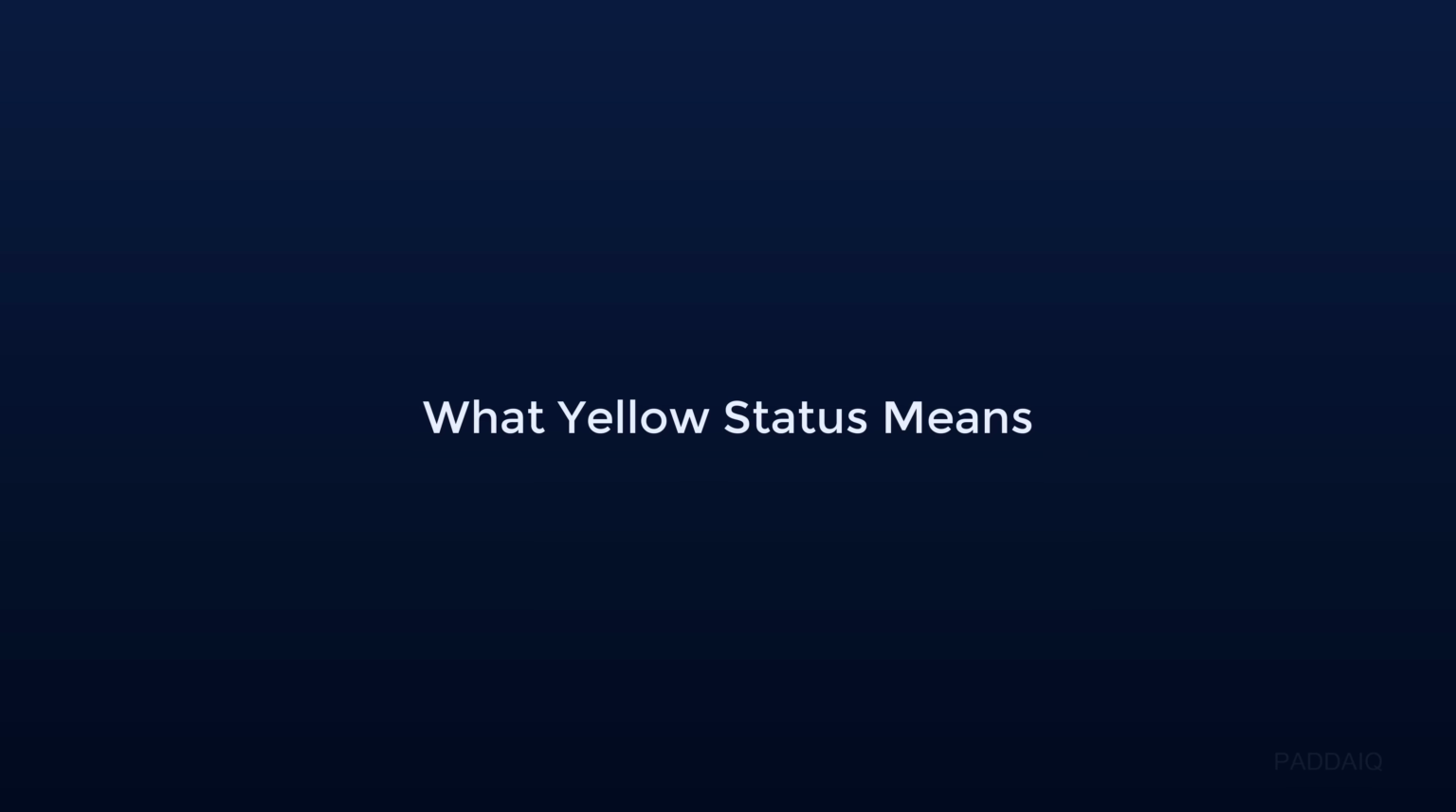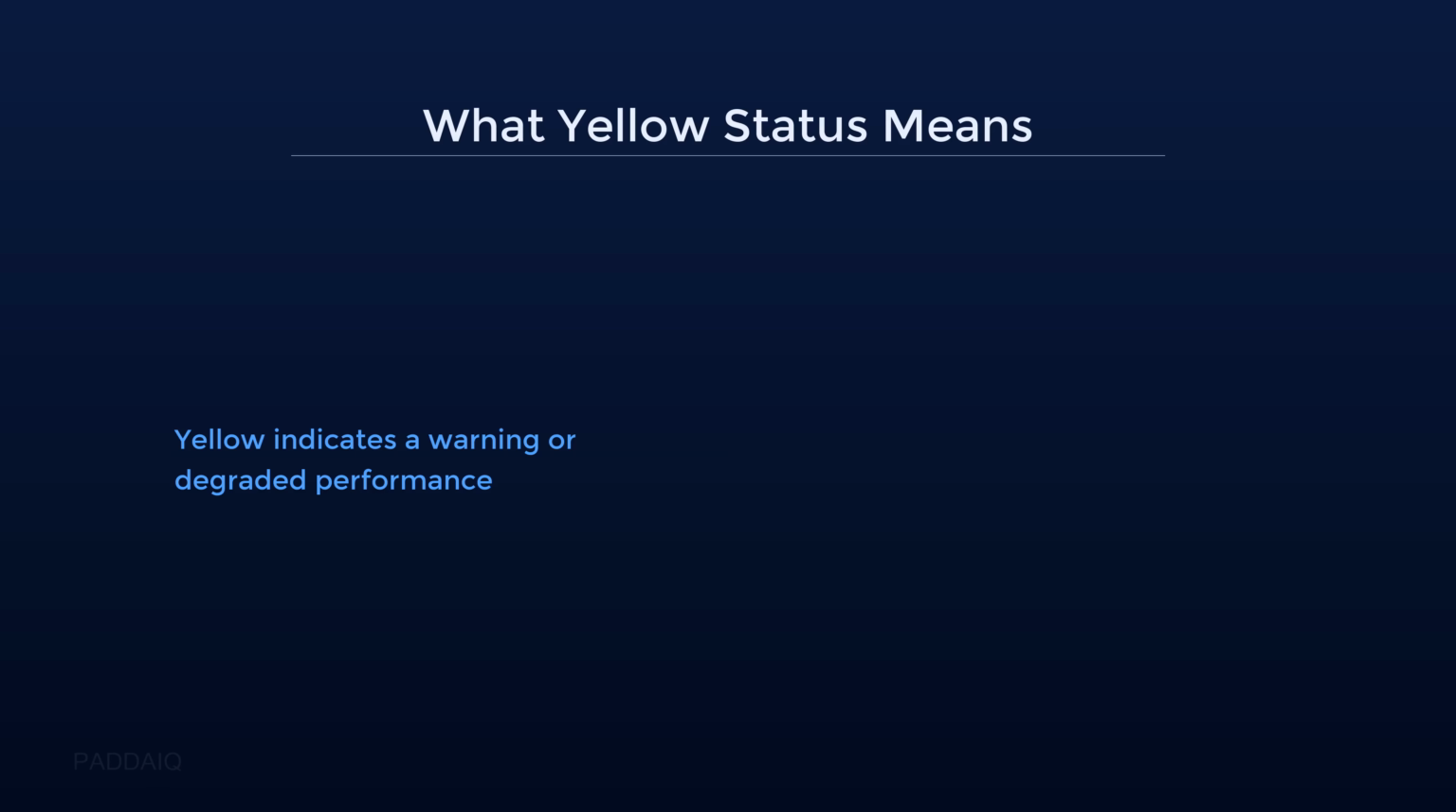Yellow status indicates a warning or pending action. Yellow indicates a warning or degraded performance. This means the system is still running but may have minor issues or slower response times. For example, an application might be taking longer than usual to load data. It is a signal to check the system before it potentially becomes a more serious problem.